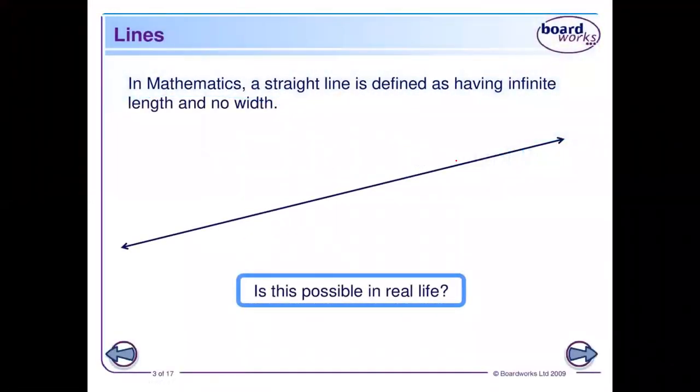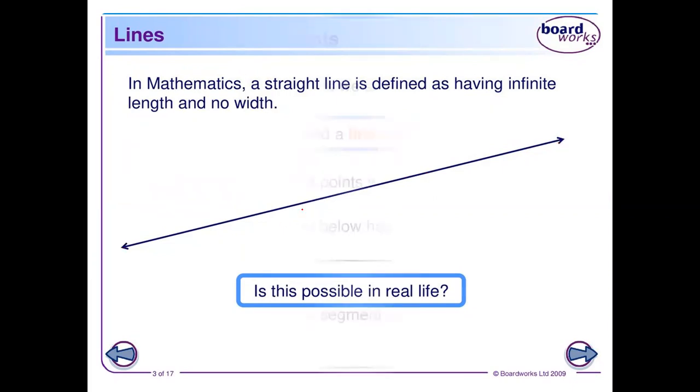First of all, what is a straight line? A straight line is defined as having infinite length and no width. This straight line has infinite length. We can extend it from both sides. It never ends. We don't know the length of a line because the line never ends. So when I say straight line, it means it has no end points. We can extend it up or down.